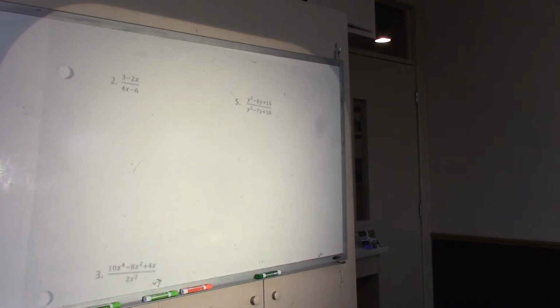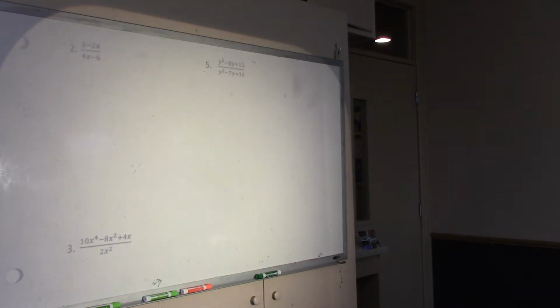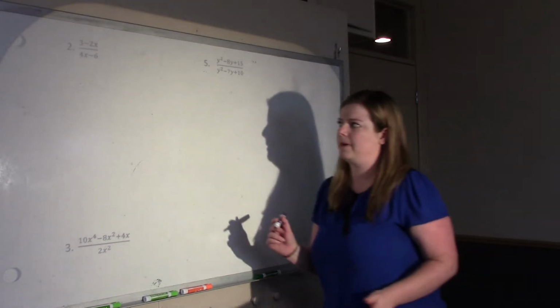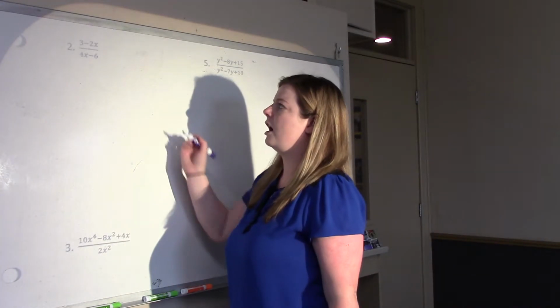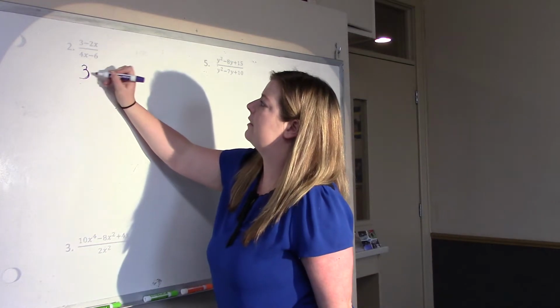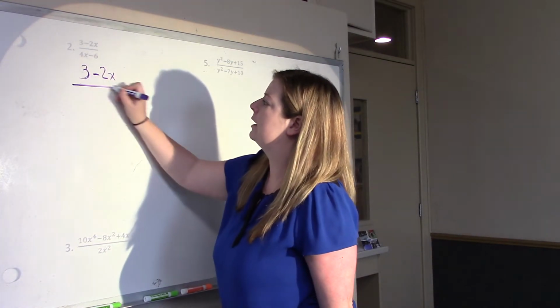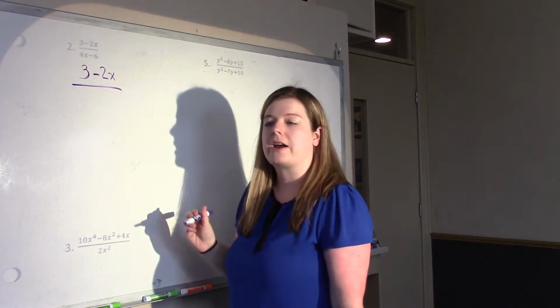Just a few more examples. Okay, 3 minus 2x over 4x minus 6. So let's common factor what we can. There's nothing to do on the top, but on the bottom, notice we can common factor out a 2.